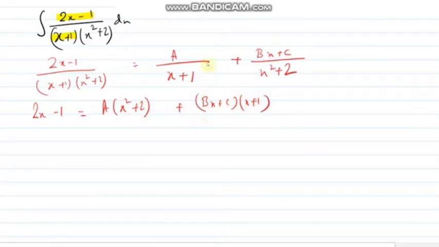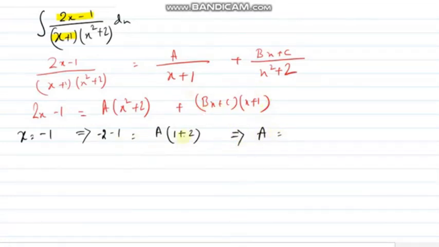If we remember the method of vanishing, if I take x equals to minus 1, this term will get vanished. So the left hand side will be minus 2 minus 1 and the right hand side will be this, because this whole term will get vanished. So A is equals to minus 3 divided by 3, that is equals to minus 1, right?